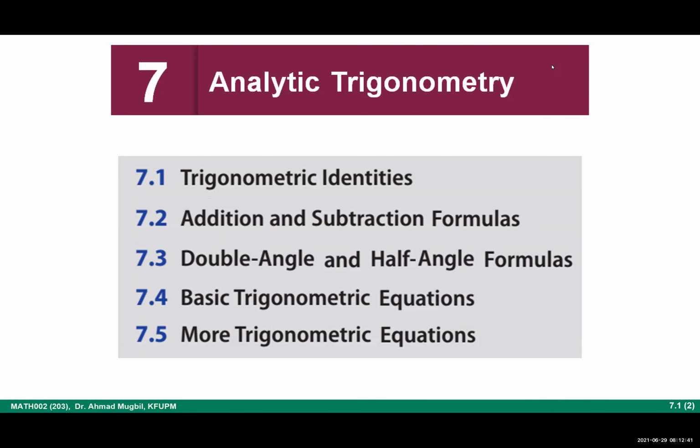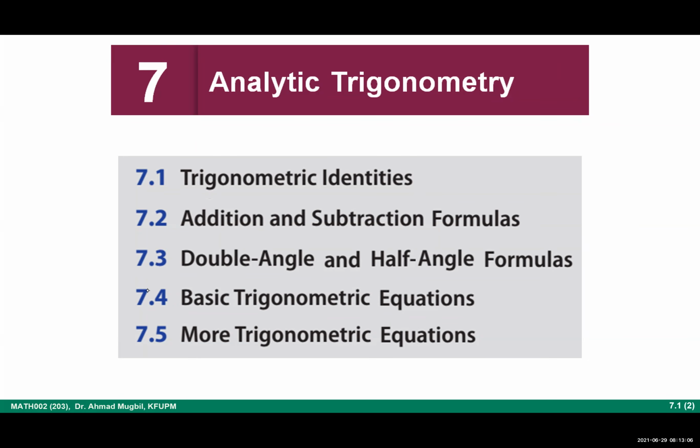What do we have in chapter 7? Chapter 7, ya shabab, is still about trigonometric functions, but it is more about the trigonometric identities, the trigonometric formulas and trigonometric equations. So we have here 5 sections.